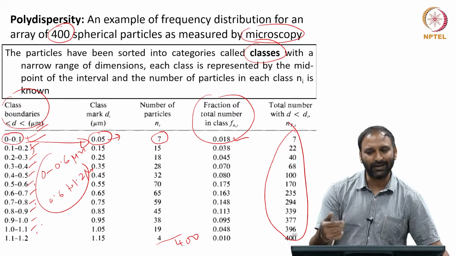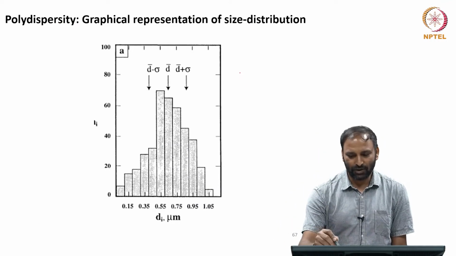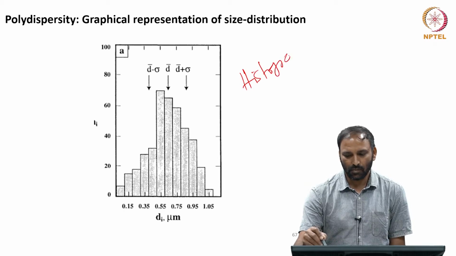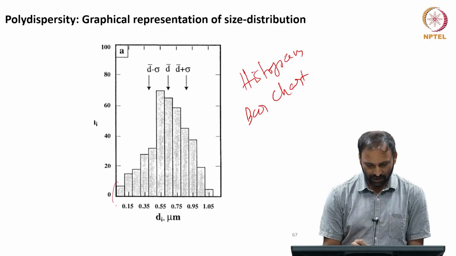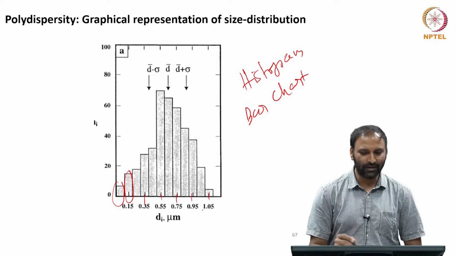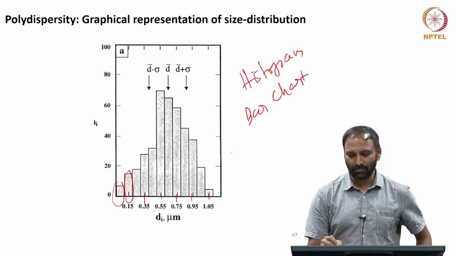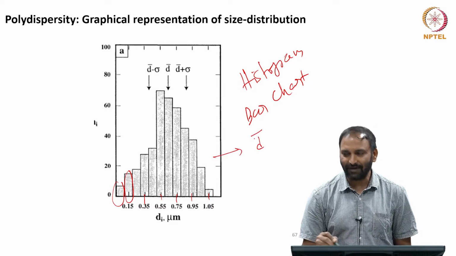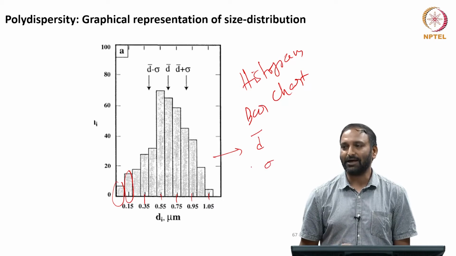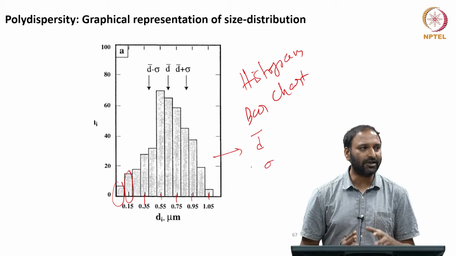Typically when you get data like this, you represent the size distribution in what is called a histogram, or a bar chart. That's your first class, second class. All these vertical lines that you see are the average size that corresponds to each of these classes. Therefore you get a distribution like this. Once you have a distribution like this, I can get the average size, and I can also get the standard deviation. That is the best way to represent your data when you have a polydisperse sample.